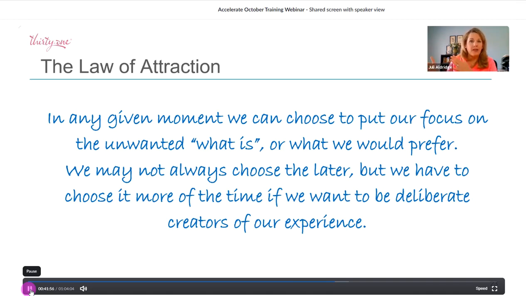We can put it on the unwanted what is, or on what we would prefer. Now, we may not always choose the latter, but we have to choose it more of the time if we want to be deliberate creators of our experience. Basically, what it means is what you put out into the world is what you're going to get back.